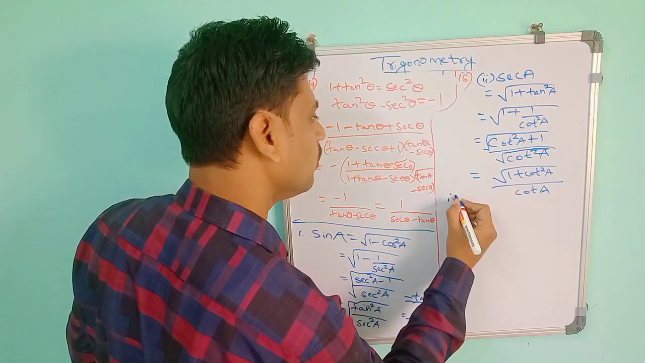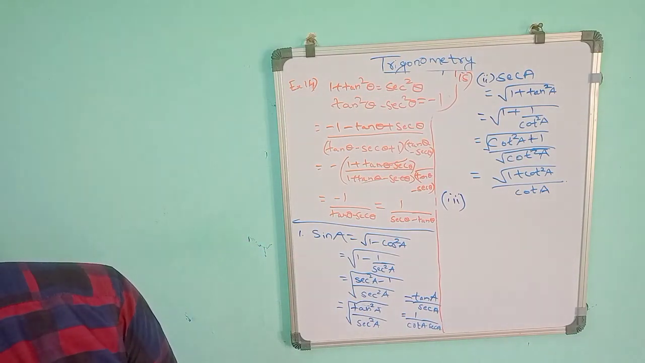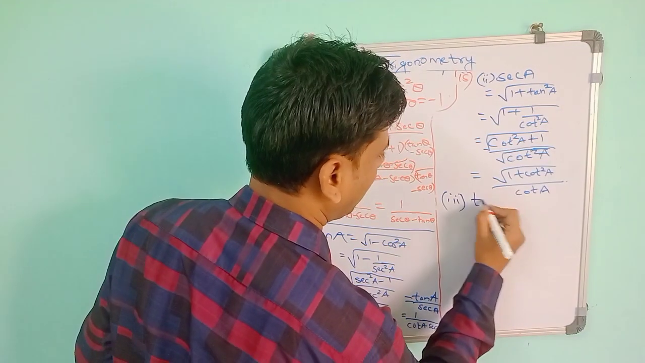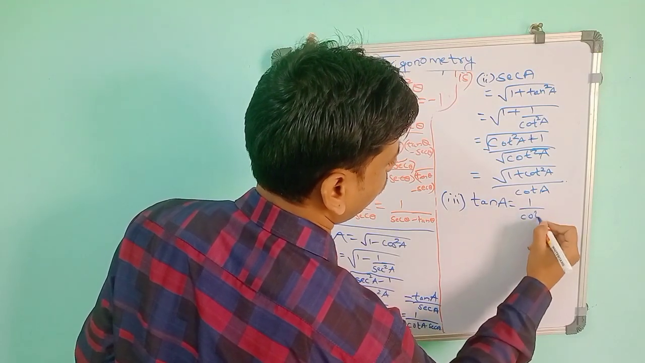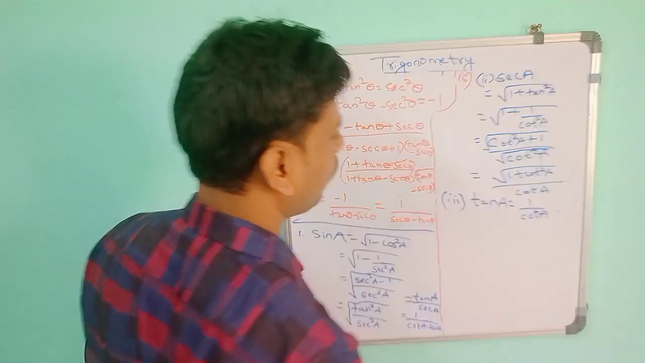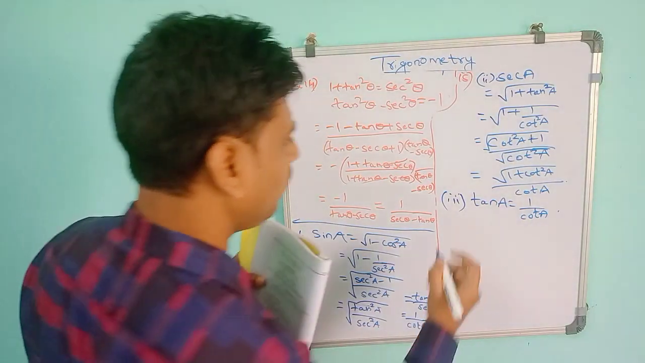Then last one, tan A. Tan A, as you know, it is easy only. In terms of cot A, the reverse of tan is cot A. So it will be 1 by cot A. Like that. The second one is also like that only.